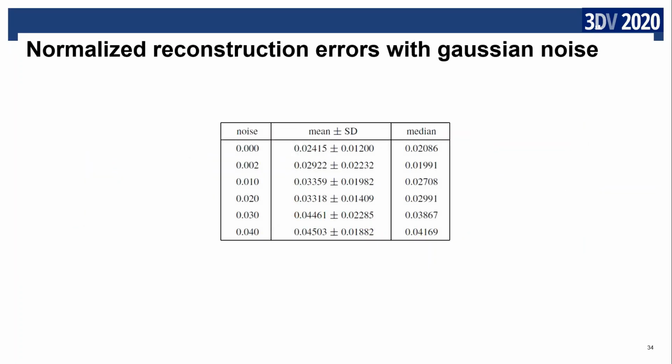Afterwards, we also tested the robustness of the model by adding Gaussian noise to the input. One can observe from the table that with the increase of noise level, the error between noise-free ground truth and reconstruction converges to the level of noise, which indicates its resilience to a certain level of noise in the input.